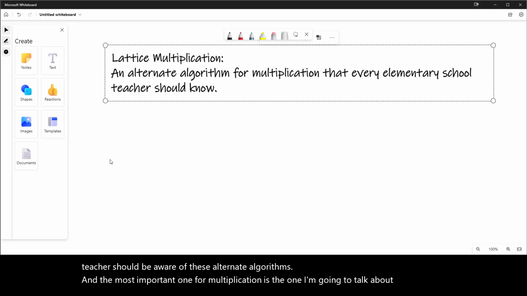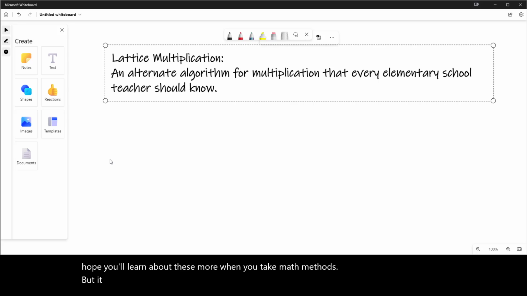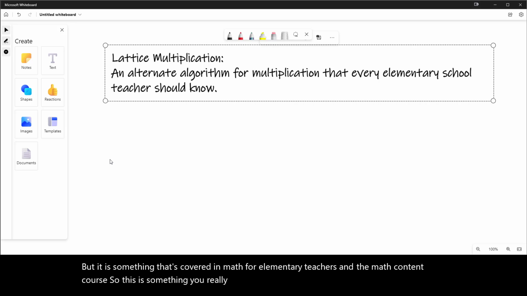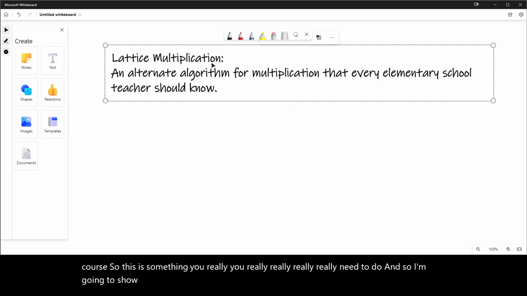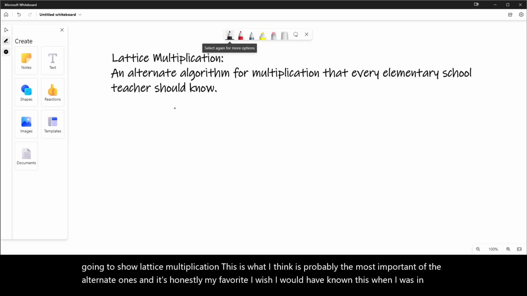I hope you'll learn about these more when you take math methods, but it is something that's covered in math for elementary teachers in the math content course, so this is something you really need to know. And so I'm going to show lattice multiplication. This is what I think is probably the most important of the alternate ones. And it's honestly my favorite. I wish I would have known this when I was an elementary student.